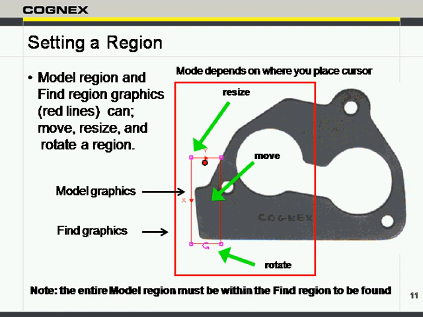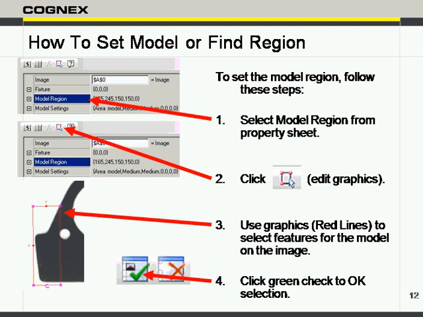For the part to be found, it must be contained within the search box, and that's what we're saying right here. The entire model region must be within the search box. So if this model region falls even on top of this just a little bit, 1 or 2 pixels, it will not be able to find it. You're going to have to enlarge the search area in order to find that. So that's what that's indicating right there for us.